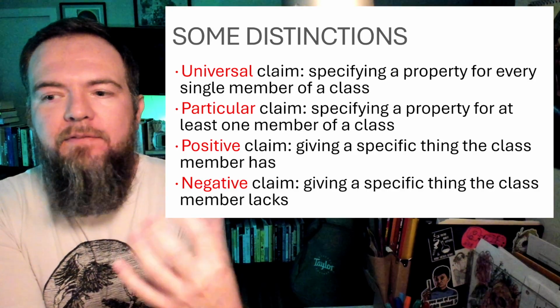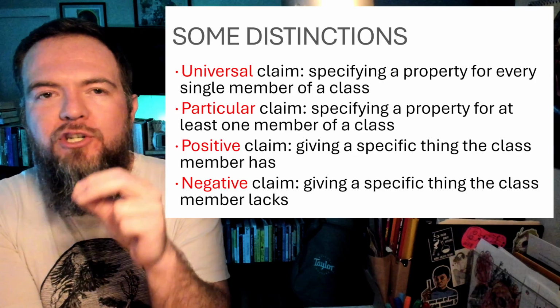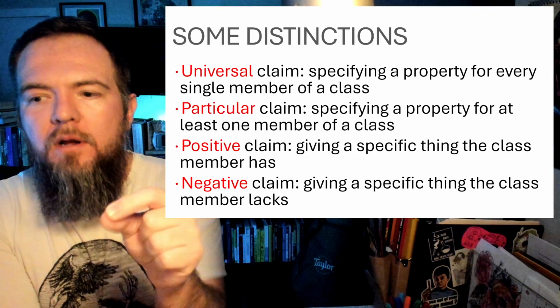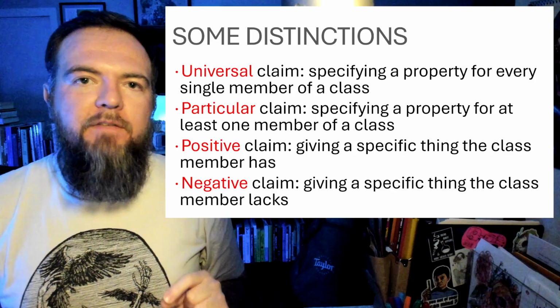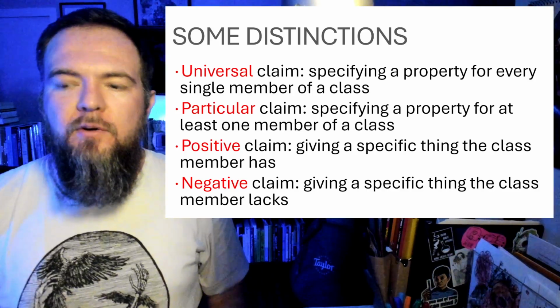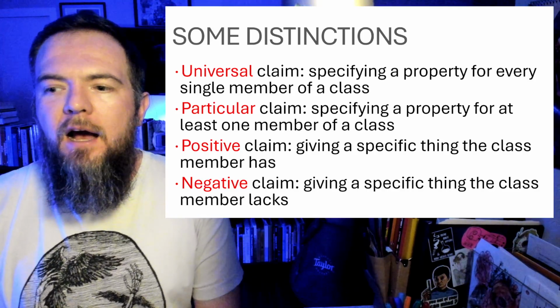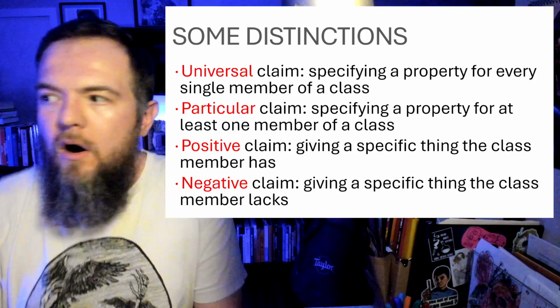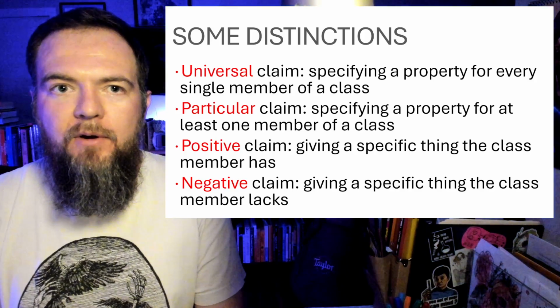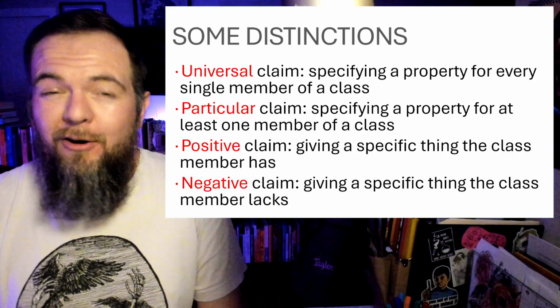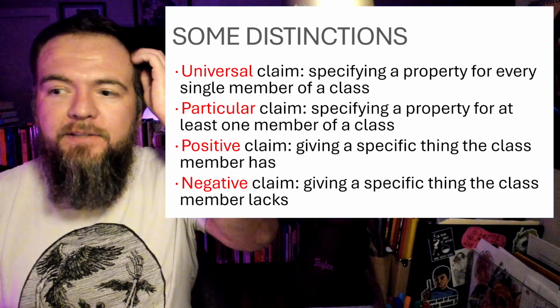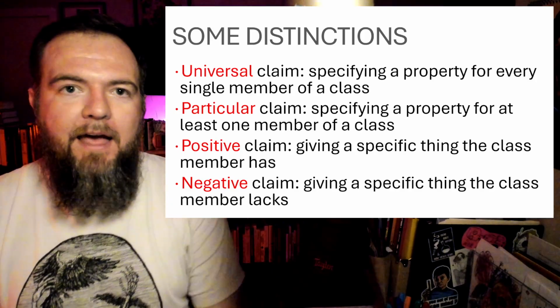Okay? Now that's different from a particular claim, which just specifies a property for some of the members of the class, not all of the members. So it's a difference between all and some. If I say some humans are athletic, okay? There are some humans that are not athletic, right? But some are very athletic.